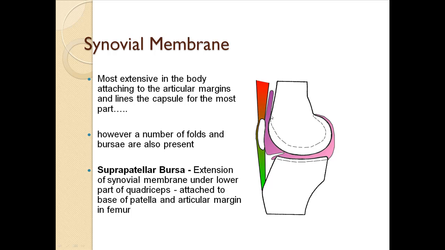this is known as the suprapatellar bursa. The function of this fold is to allow movement of the patella. So when the knee moves into flexion, the patella slides down. This fold unfurls itself and allows free movement of the patella down into the intercondylar area.